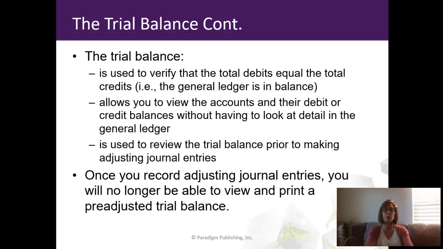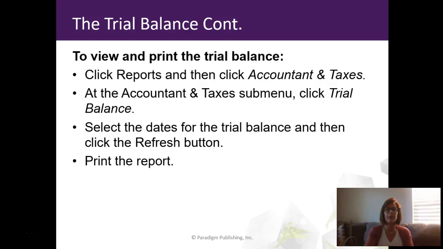But there may be times still where you need to record adjusting journal entries for closing type things, for accrued expenses and things like that. To view and print the trial balance, you're going to go to your reports menu, click the accountant and taxes tab, or I guess from the drop down, and then at the submenu it will have trial balance. All you need to do is choose the date range that you want the trial balance to run from, hit refresh, and print the report.